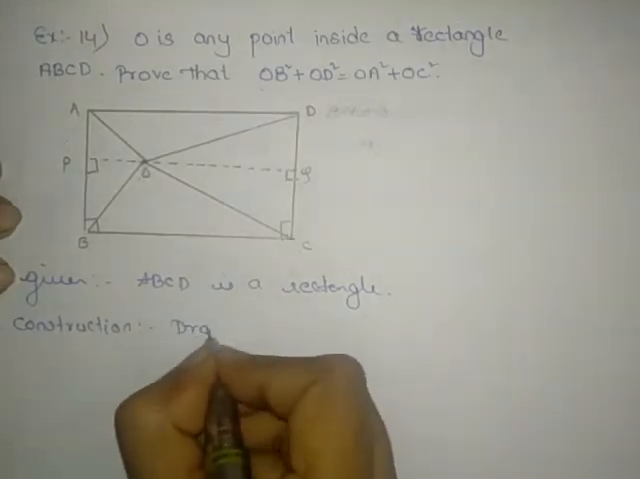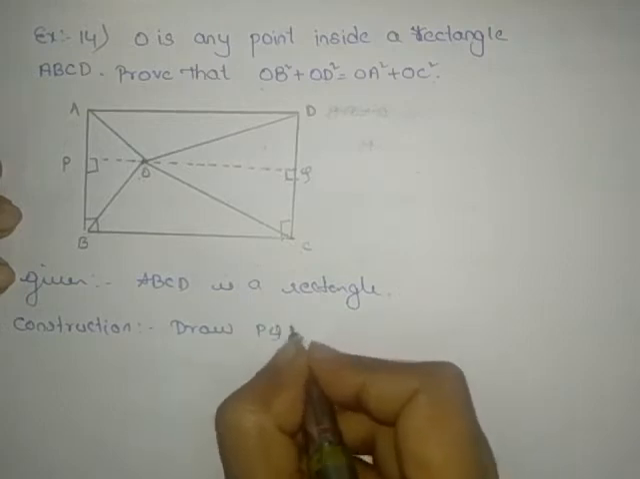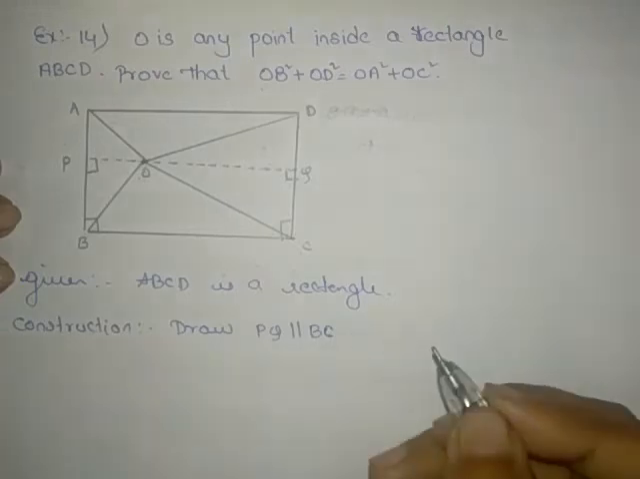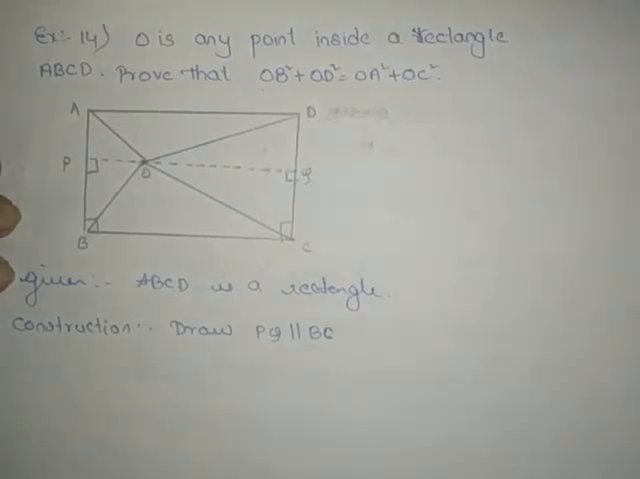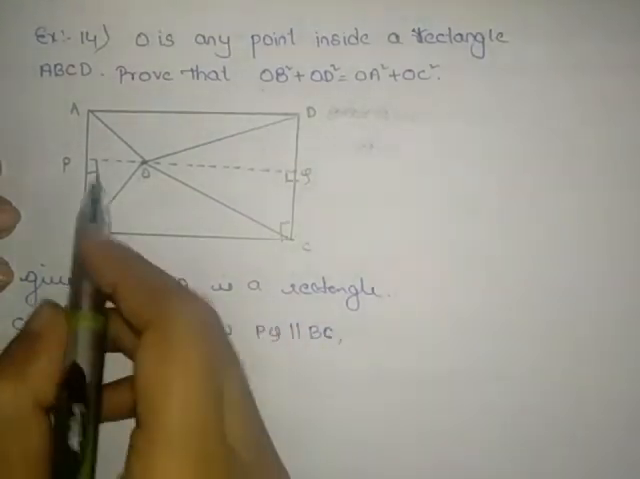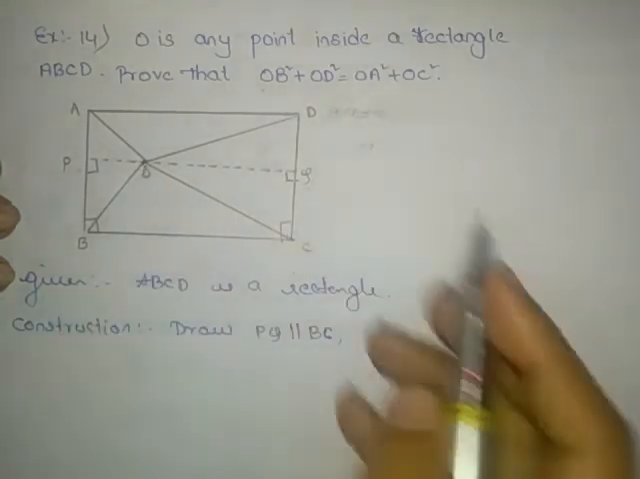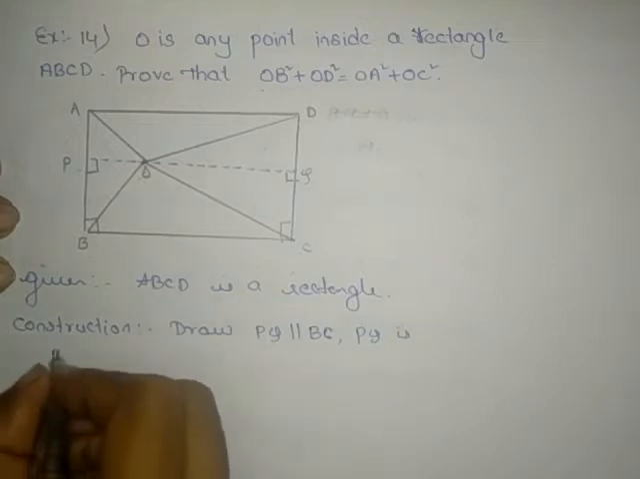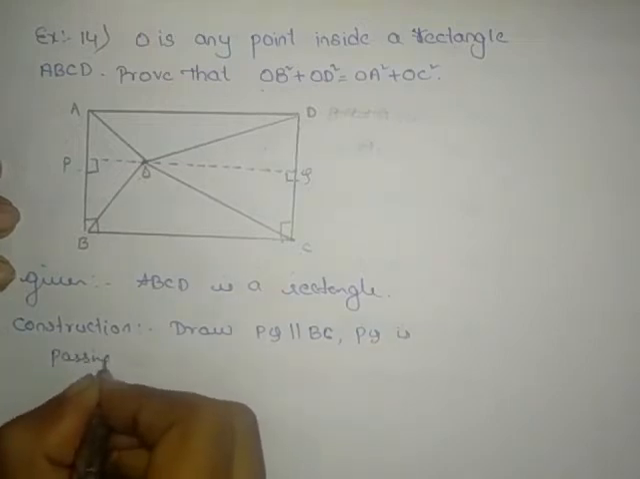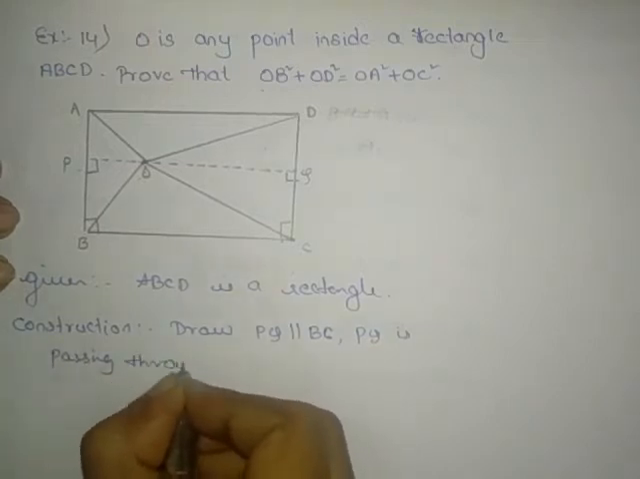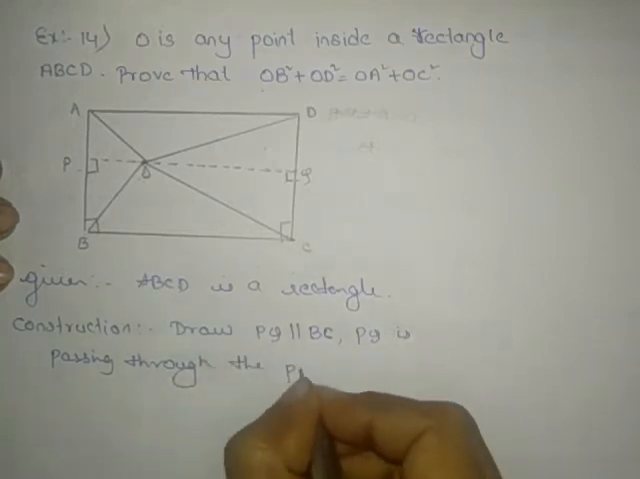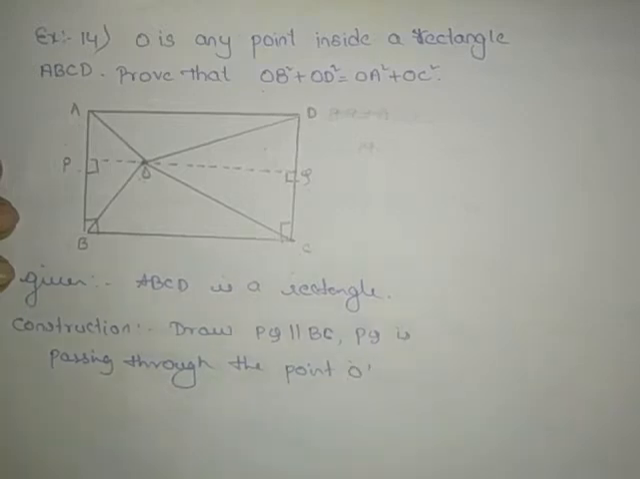Draw BC parallel to BC. That line PQ is passing through the point O, right? PQ is passing through the point O. This was the construction we made.